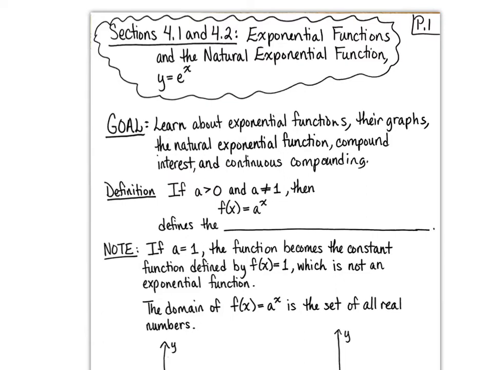So let's start out with a definition. If a is greater than 0 and a is not equal to 1, then f of x equals a to the x defines the exponential function with base a. Okay?